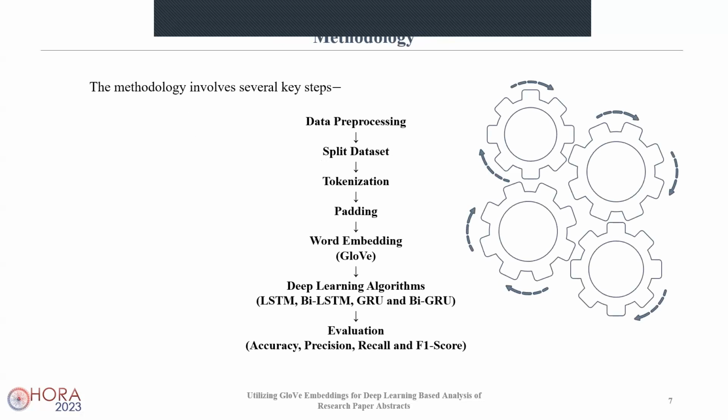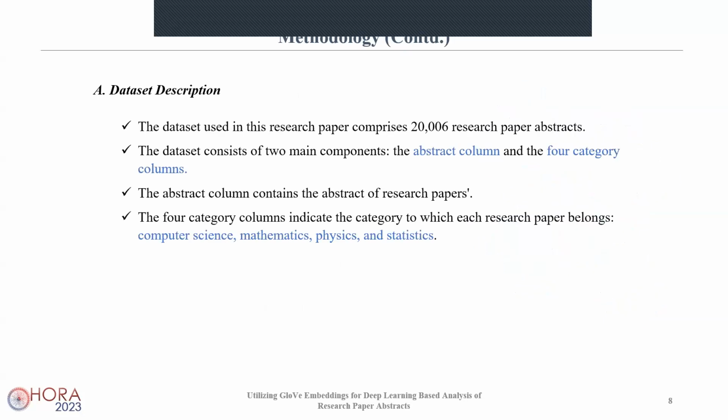We start with data preprocessing and then split the dataset into train, test, and validation sets. Tokenization is performed to break down the text, followed by padding to ensure uniform input lengths. Word embedding techniques, especially GLOVE, are applied to enhance semantic understanding. Different architectures such as LSTM, BiLSTM, GRU, and BiGRU are employed. Performance of the model is evaluated using metrics such as accuracy, precision, recall, and F1 score.